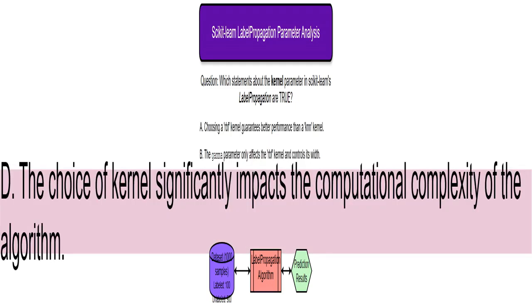This statement is also true. Different kernels have different computational costs. The RBF kernel, because of its Gaussian function calculations, can be more computationally expensive than the KNN, K nearest neighbors, kernel, especially when dealing with many data points. The KNN kernel is generally faster, as it only looks at the nearest neighbors.